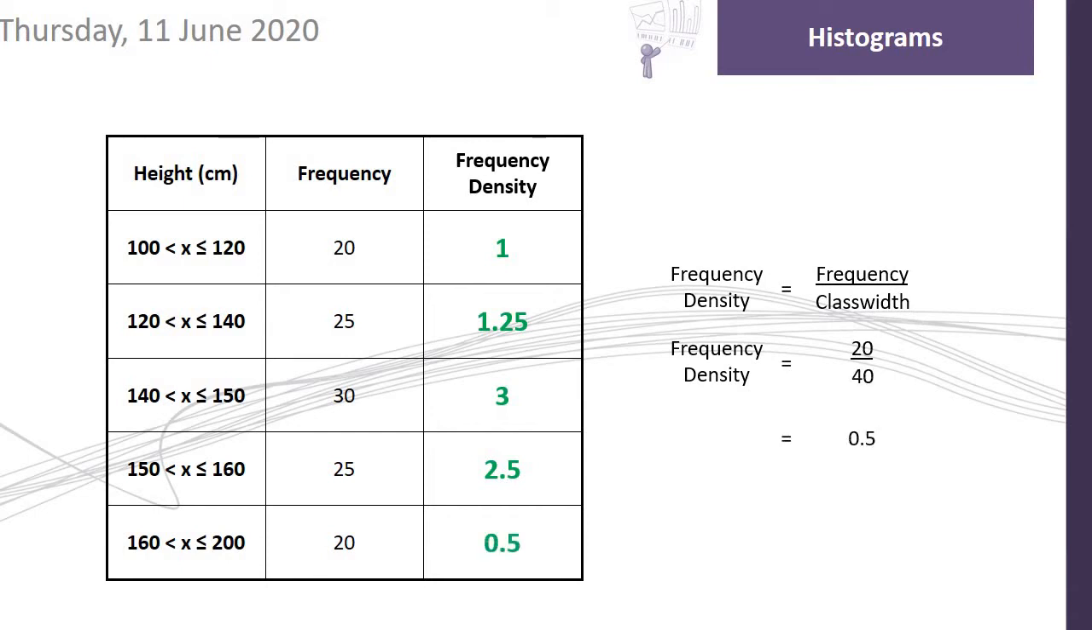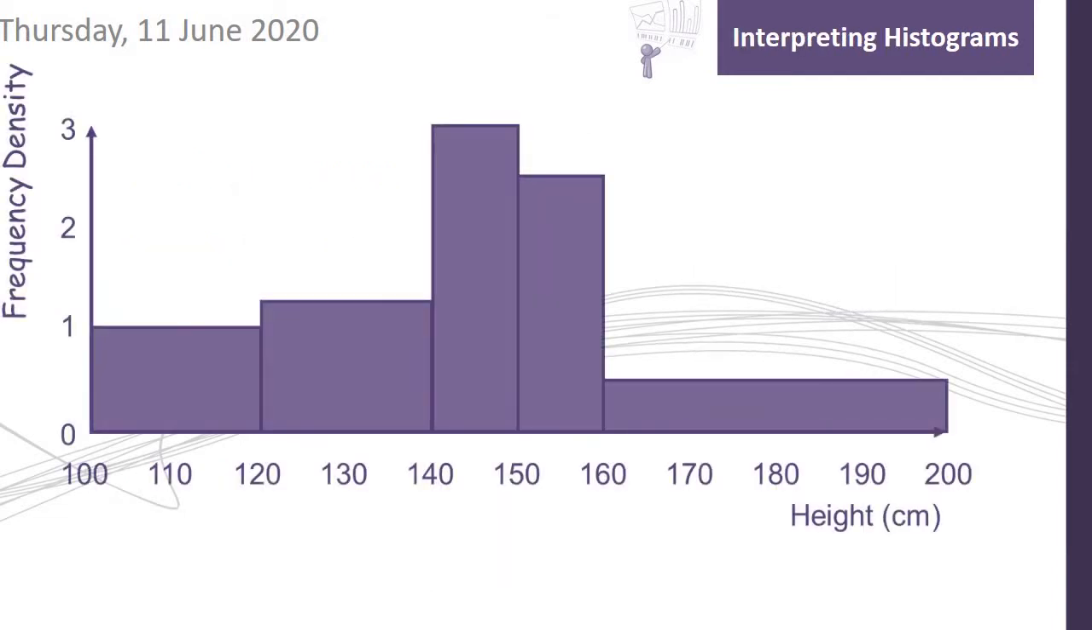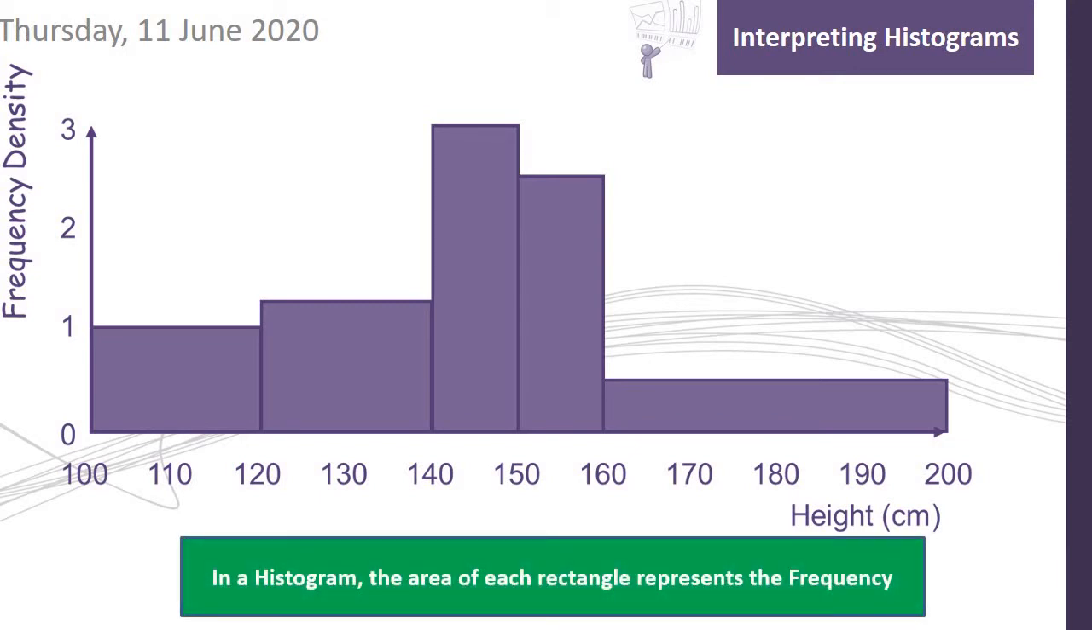Once we have all our frequency densities, you can create your histogram, remembering that frequency density always goes on the y-axis. So here's an example. You'll notice that the widths of the bars are not the same throughout. Class widths are often uneven. And we can find the area of each rectangle to find out the frequency.